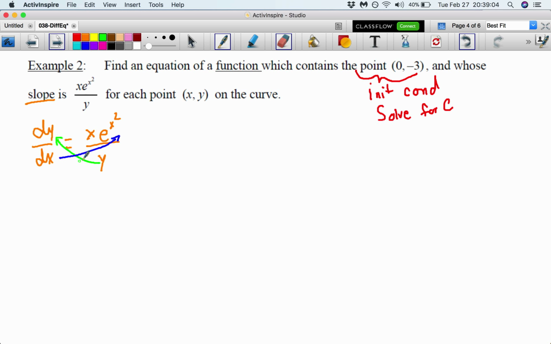So I'm going to cross multiply. That's all I'm doing when I get y times dy equals x e to the x squared dx. Two expressions, both equal. We're going to take the integral of both sides.